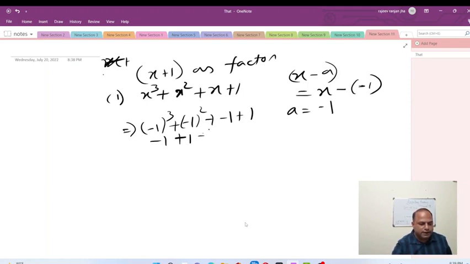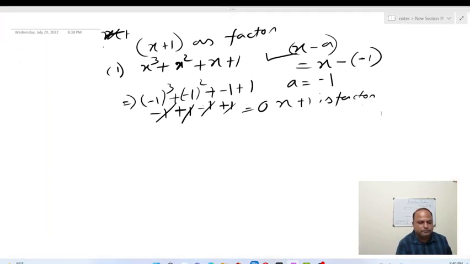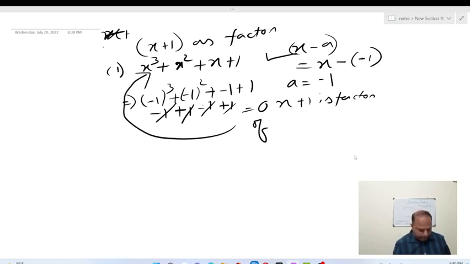This is again minus 1, and this is the constant 1. So now you see this will cancel, you get a 0. It means once you are getting 0 as the remainder, this is the factor. So x plus 1 is a factor of this polynomial.